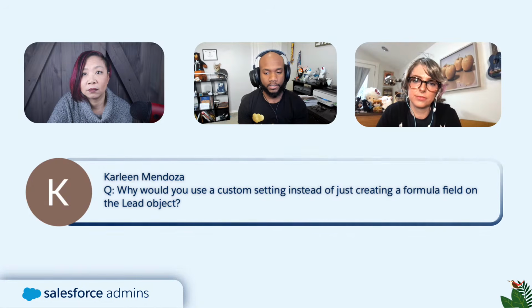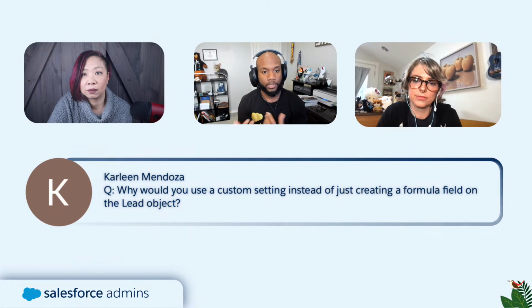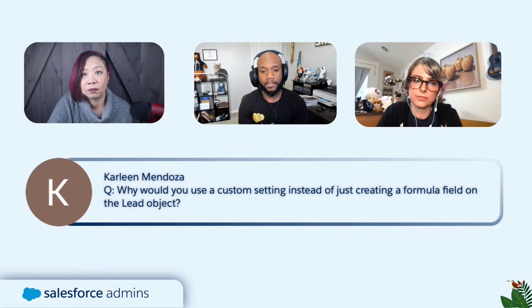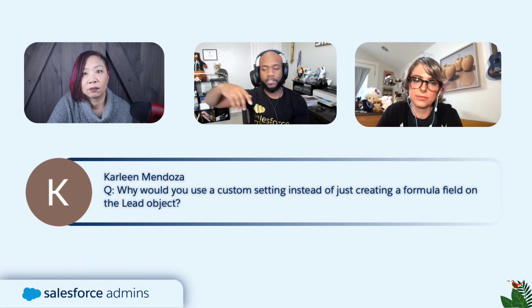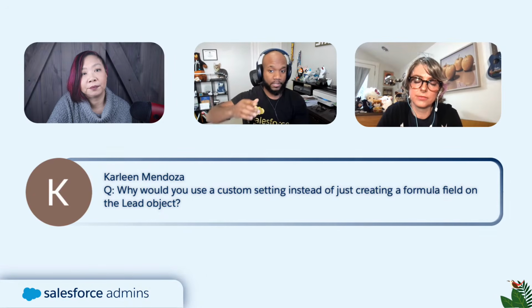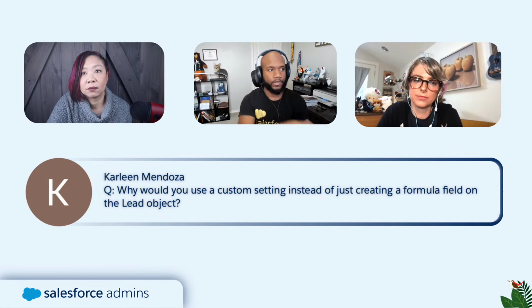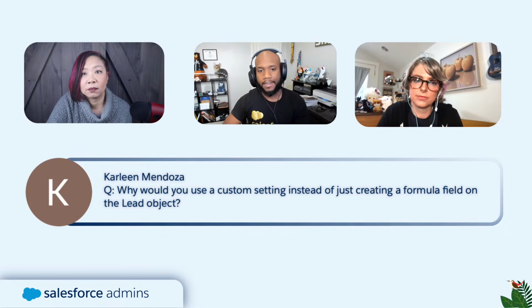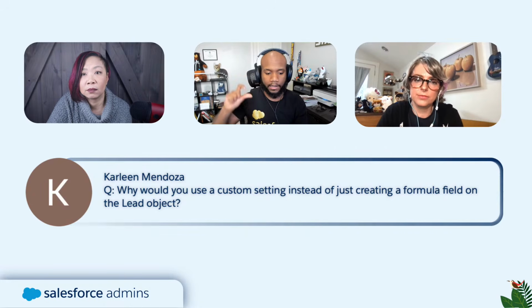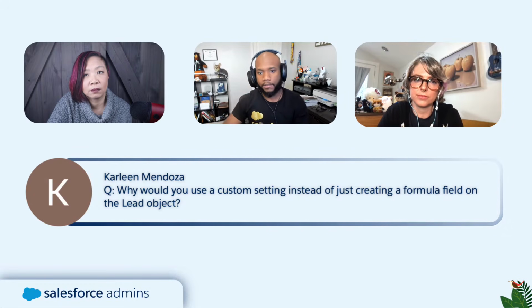Yeah. So formula fields, they will render the value once you load the page. They'll do that calculation, whereas with a custom setting, the value will always exist, and you can use that value in formula fields. You can use it in validation rules, you can use it in flows, code, right? You can use it kind of anywhere, whereas formula fields don't have that staticness or that existence outside of just being a formula field.